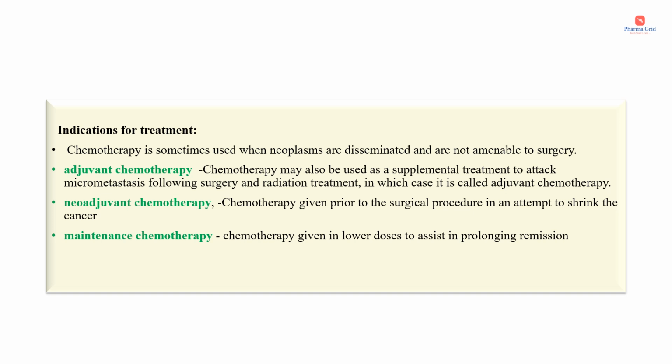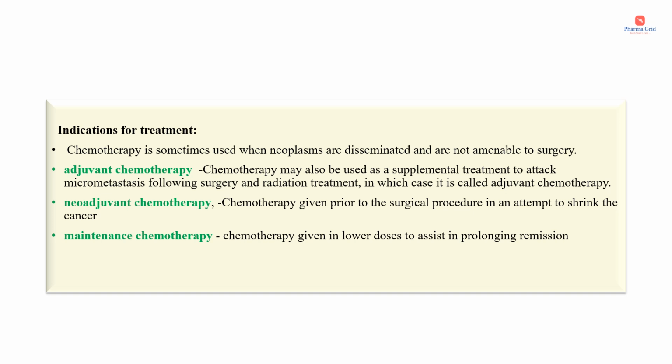What are the indications for chemotherapeutic treatment? Chemotherapy is sometimes used when neoplasms are disseminated, meaning spread and not amenable to surgery. Adjuvant chemotherapy: chemotherapy may also be used as supplemental treatment to attack micrometastasis following surgery and radiation treatment, in which case it is called adjuvant chemotherapy. So adjuvant chemotherapy is a kind of supplemental treatment.